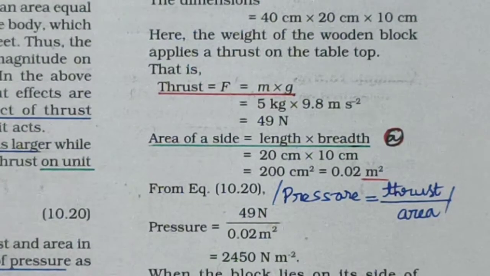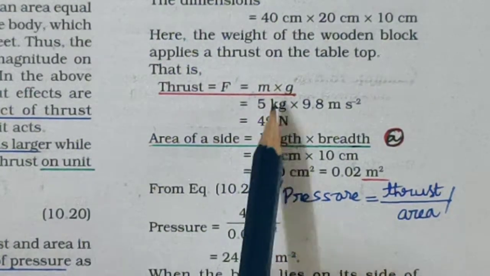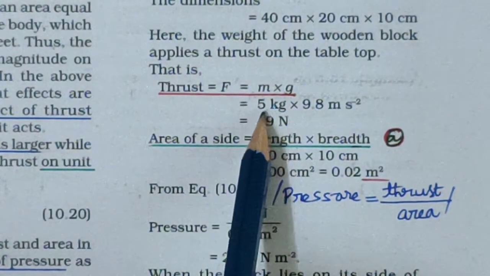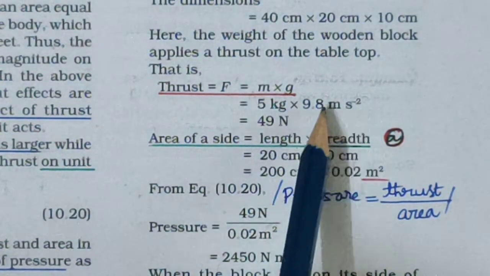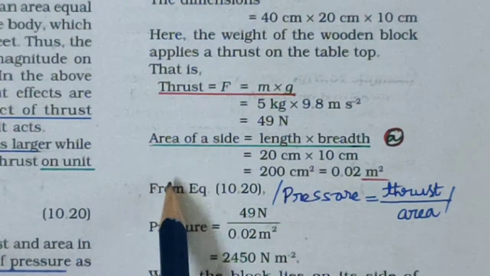The mass of the wooden block is given as 5 kgs, and the dimensions as 40 centimeters by 20 centimeters by 10 centimeters. Here the weight of the wooden block applies a thrust on the tabletop. Thrust F is equal to m a, where m is 5 kgs and a is 9.8 meters per second square, that is due to gravity. The thrust F is equal to 49 newtons.